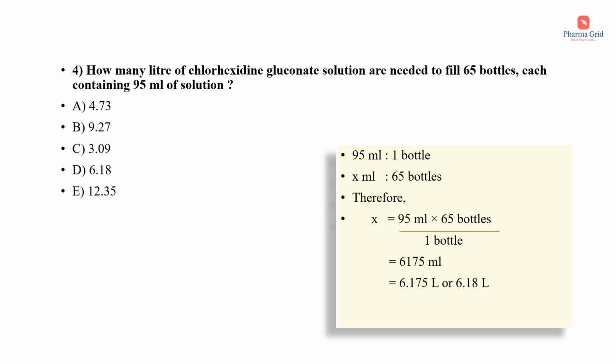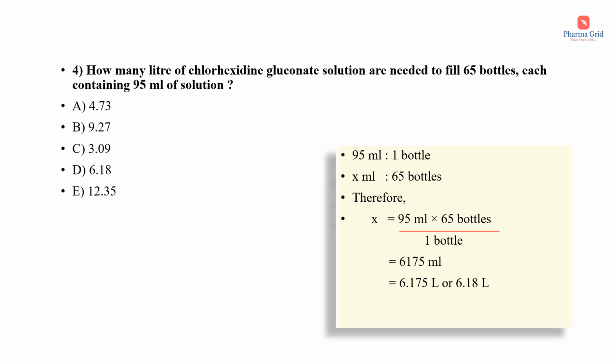95 ml is present in one bottle. The volume of chlorhexidine gluconate solution needed to fill 65 bottles, let it be x ml. So x ml is present in 65 bottles. Therefore, how to calculate x? By simple cross multiplying. x is equal to 95 ml into 65 bottles divided by 1 bottle. That is equal to 6175 ml.